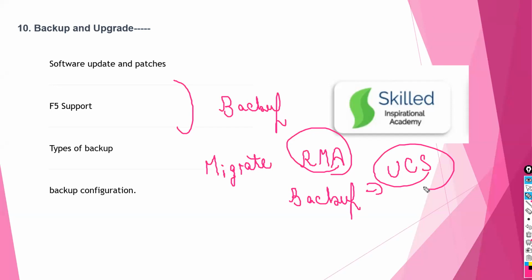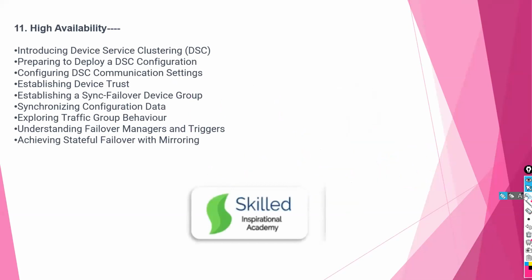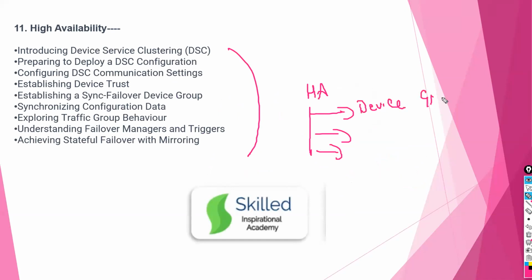Now, the next topic which comes into picture is how to upgrade HA. Before upgrading HA, you need to understand high availability. In high availability, there are 3 terms which come into picture: one is device group, one is traffic group, and one is device trust. You need to understand these 3 terms in detail.